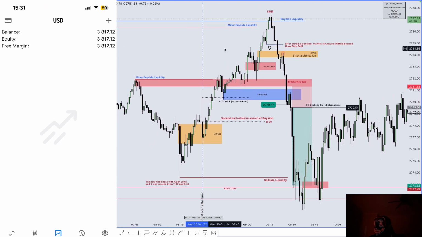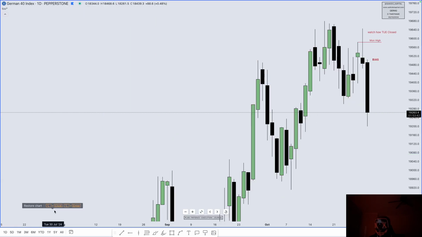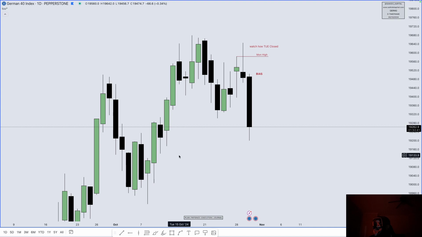And I also want to review this German 30 today. So I took this trade with the bootcamp guys. And I just want to touch a little bit on the bias here on the daily. It's very important that you note on the daily chart how Tuesday closes, the Tuesday daily candle. Because here you look, we took out Monday's high on Tuesday, but we closed back inside the range. In most cases, Wednesday will just go the opposite direction, or it will just be a continuation.